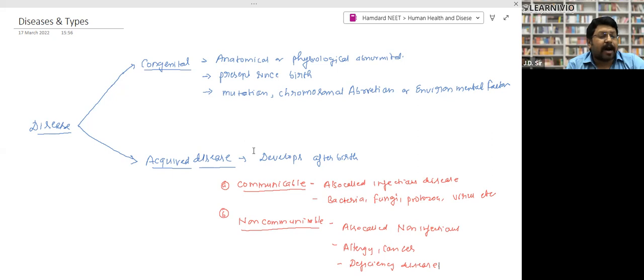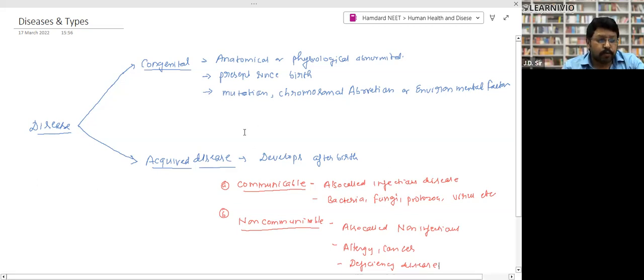Or a particular part of the person is not working properly. As you must have seen, there are many people who have two kidneys, but only one is working, and the other has not worked since birth. That is a physiological abnormality. They are present since birth. So people born with a congenital disease do not acquire it. They don't get this disease after coming into this world. They get these diseases since birth only.